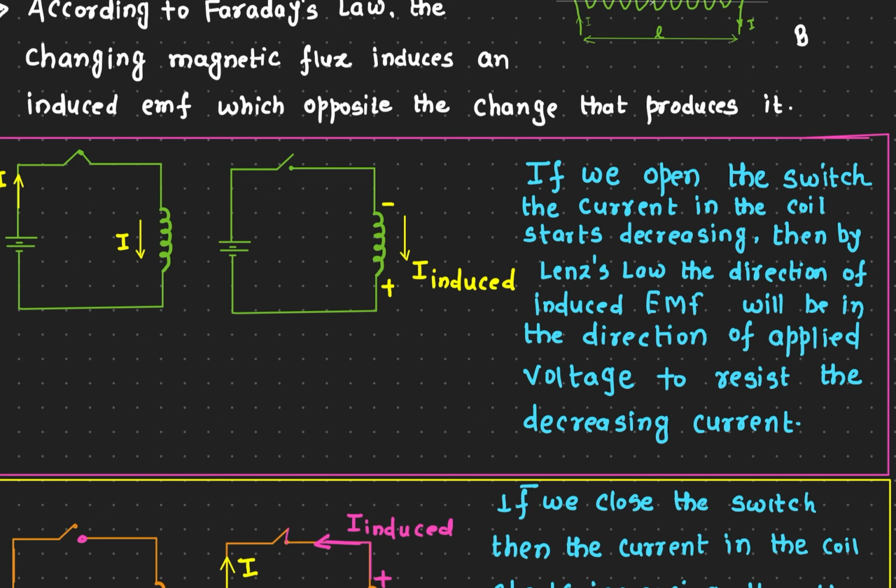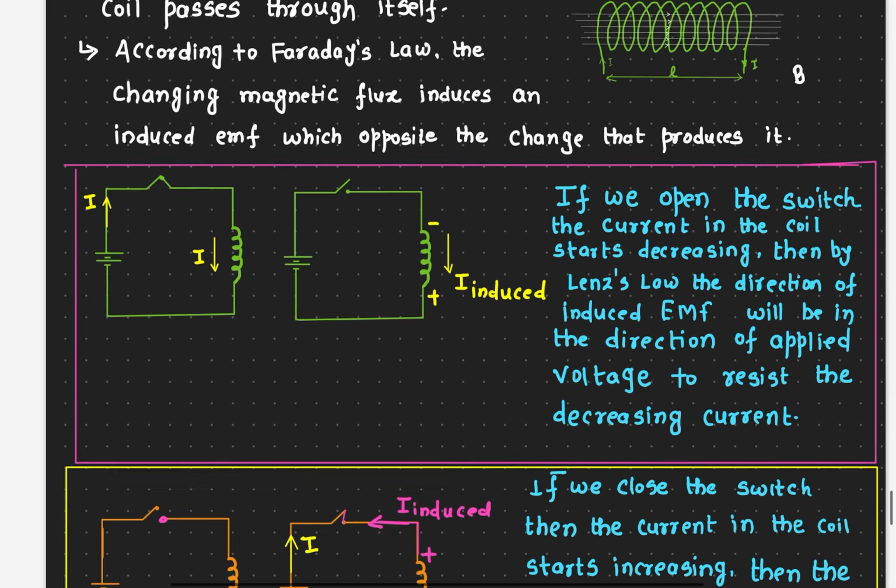So now let's try to understand a little bit more. If we open the switch, then the current in this coil, or the solenoid, starts decreasing. And as the current starts decreasing, according to Faraday's law, there will be an induced EMF, and Lenz's law tells you the EMF direction will be such that it will resist the decreasing current.